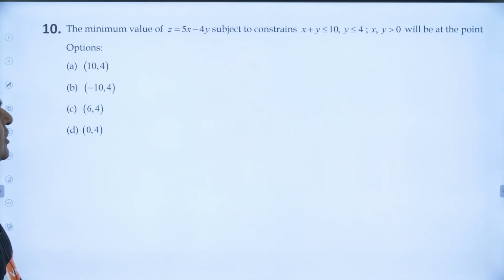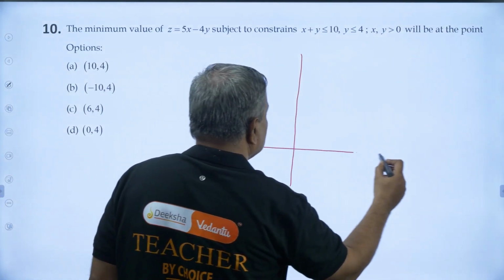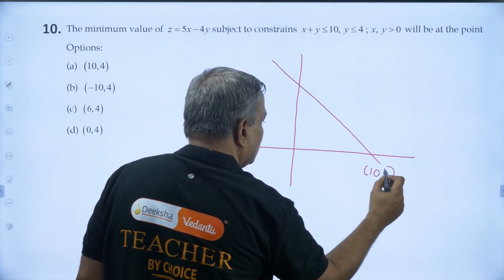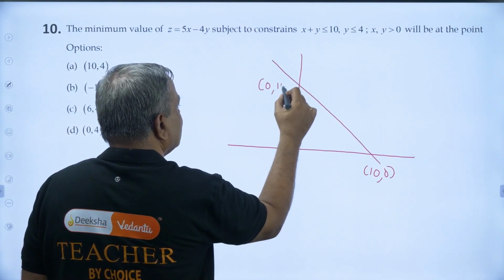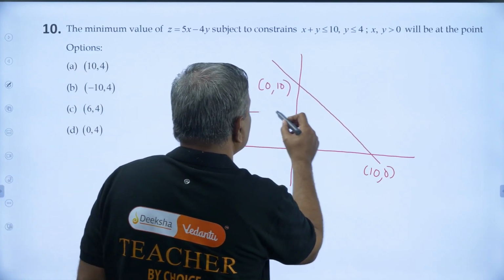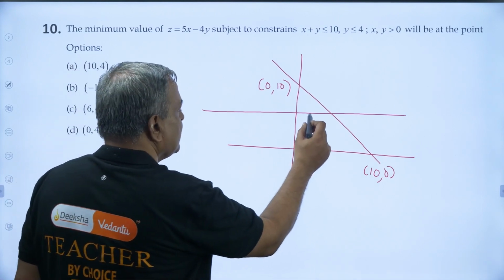Minimum value of z, with x plus y is less than or equal to 10. x plus y is equal to 10 is a line. This is 10 comma 0. This is 0 comma 10. And y is less than or equal to 4. This is 4. And y is greater than or equal to 0. This is the shaded area you get.